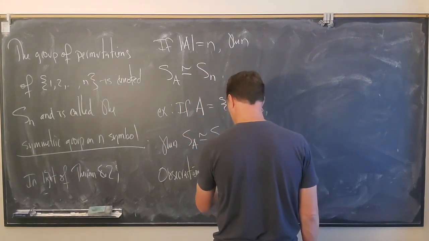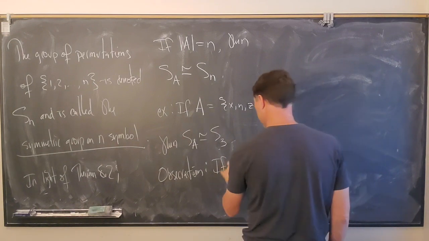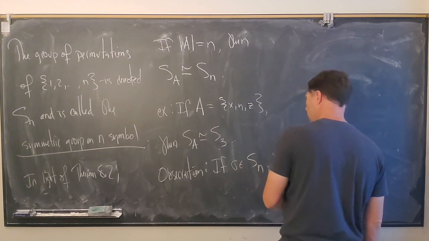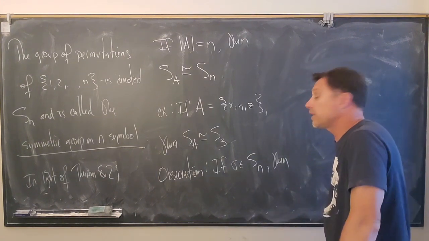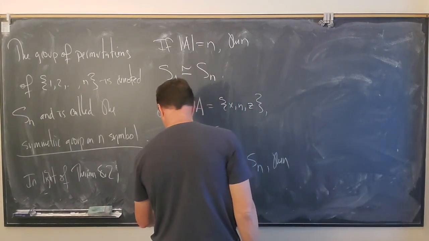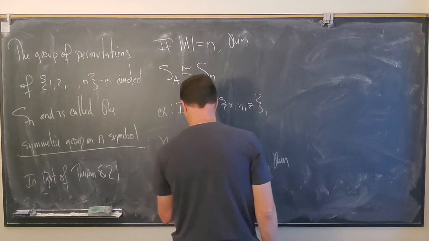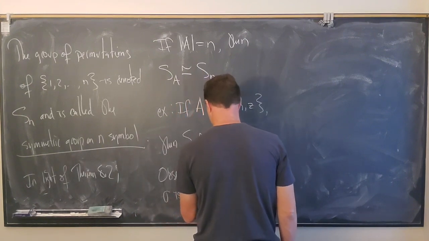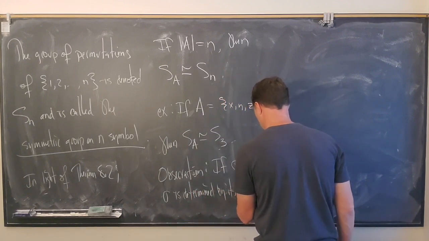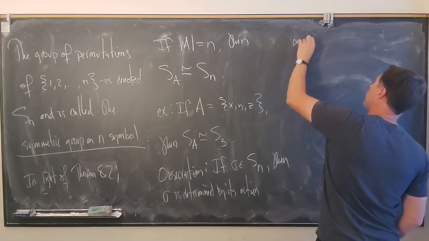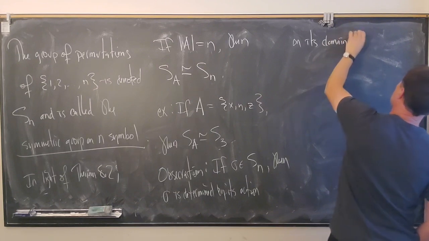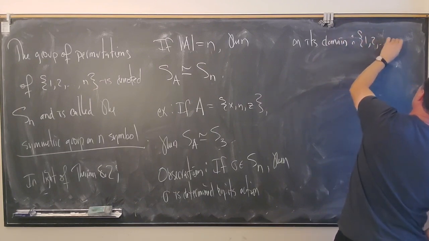Now, one thing to observe, so let's say observation: if we take an element of a symmetric group, so if sigma is an element of S sub n, then any function is completely determined by what it does to its domain. So then, we can say sigma is determined by its action on its domain, which in this case is the set 1, 2, 3, all the way up to n.